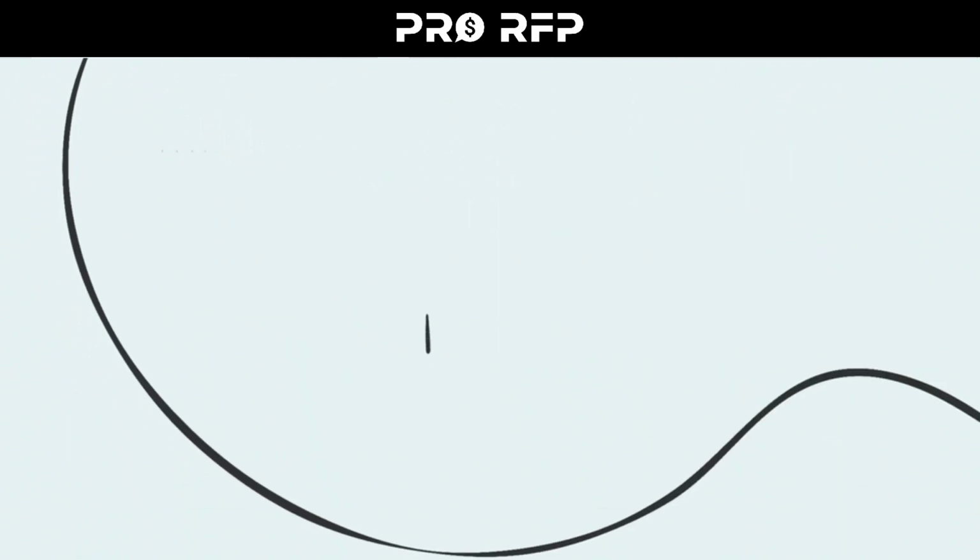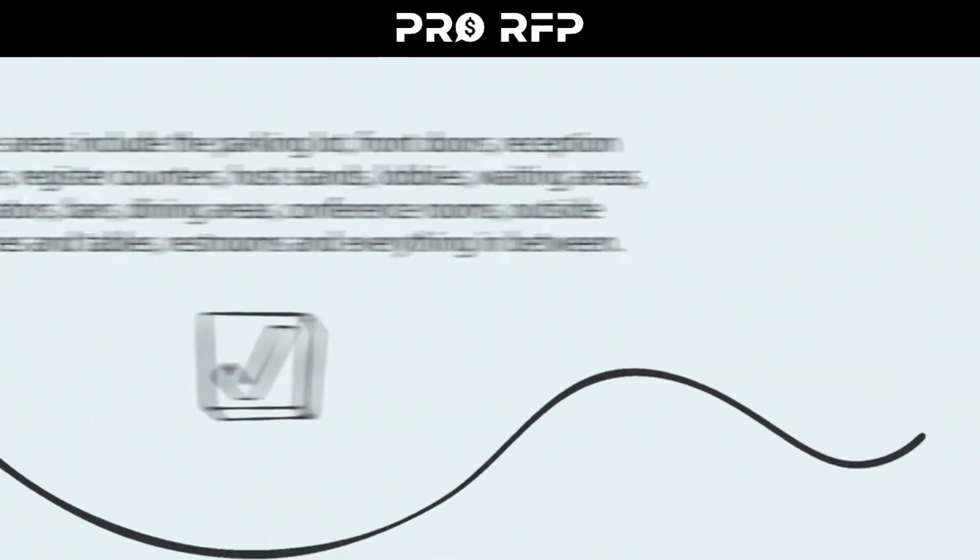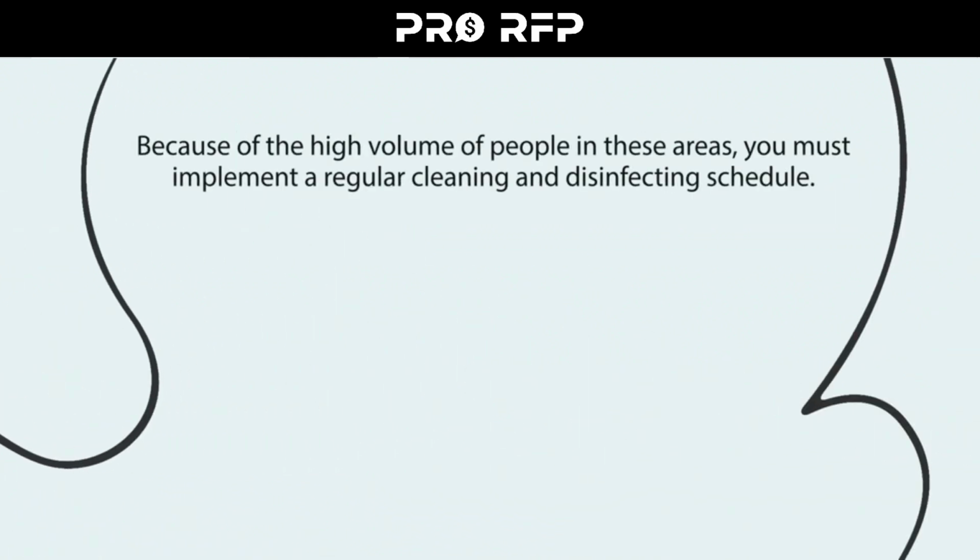These areas include the parking lot, front doors, reception counters, register counters, host stands, lobbies, waiting areas, elevators, bars, dining areas, conference rooms, outside benches and tables, restrooms, and everything in between. Because of the high volume of people in these areas, you must implement a regular cleaning and disinfecting schedule.